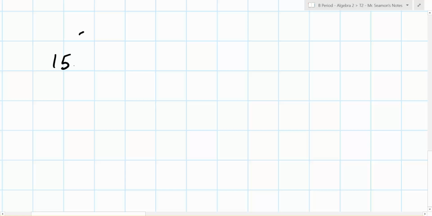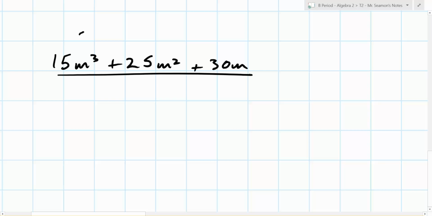Number 9. So 15, let's zoom in here a little bit, make it a little bigger. So 15m cubed plus 25m squared plus 30m all over... And is this the right one? We're good? Yeah. So what's it asking us to do? It says divide. Okay, so what is the first thing you did, Sarah? What did you do first?